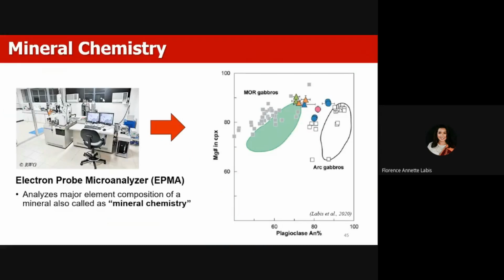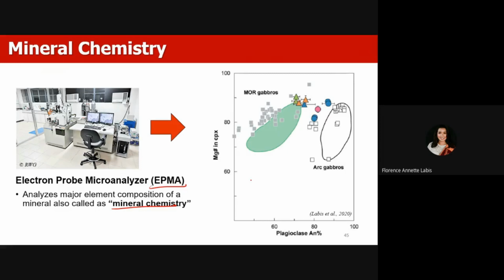And other than the use of XRF for whole rock analysis or bulk analysis, we also have here EPMA. EPMA is more on the application to mineral chemistry. So again, with mineral chemistry, we analyze the major element composition of your minerals other than the rock. And this is an example of a diagram. So this is also a bivariate diagram. I will not explain this here in detail, but I think we're going to have a presentation of article review, so you will know this.